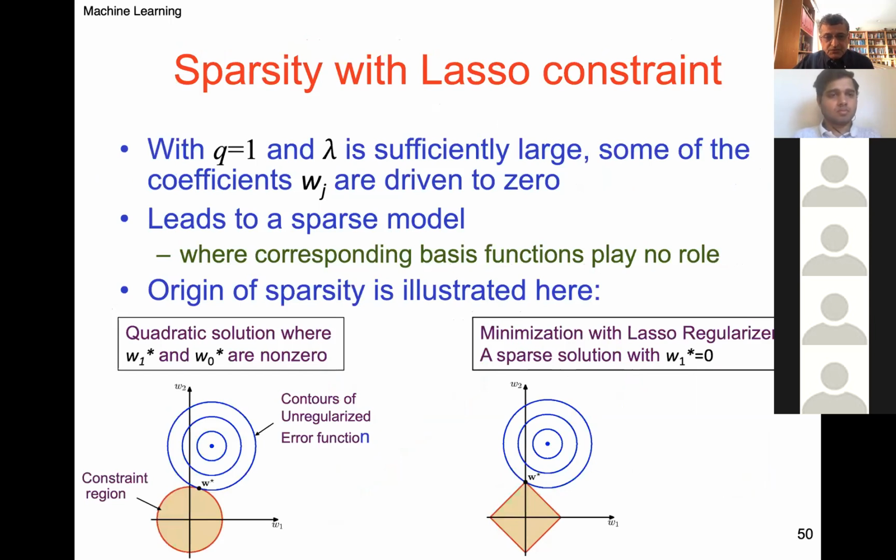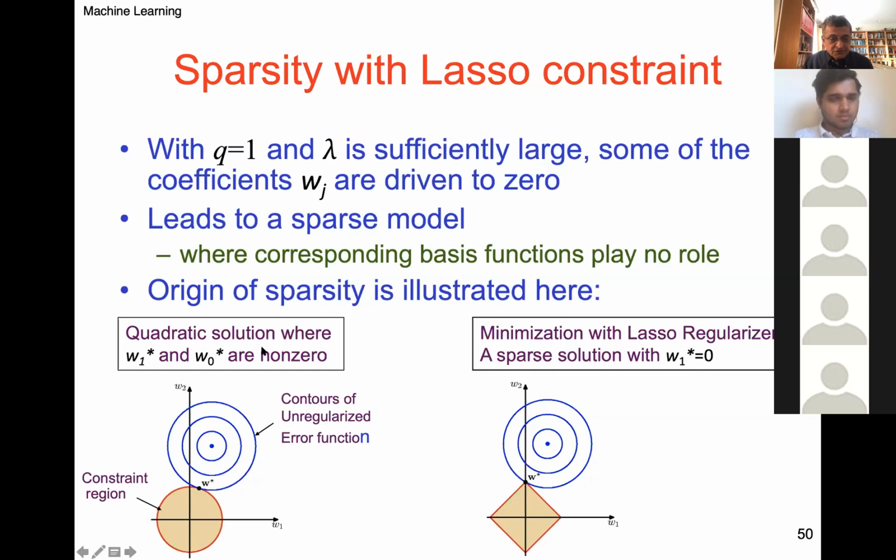This is an explanation of why you get sparsity with the lasso constraint. We could try and understand what this is saying. It might be interesting if you like the geometric interpretation. It says with Q equal to 1 and lambda sufficiently large, some of the coefficients Wj are driven to 0, which leads to a sparse model where the corresponding basis functions play no role. The origin of sparsity is illustrated here. Why does it become sparse?